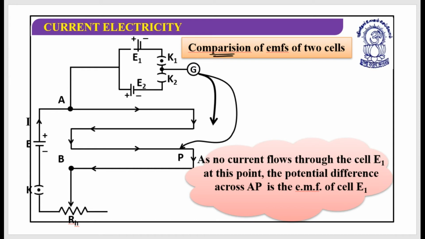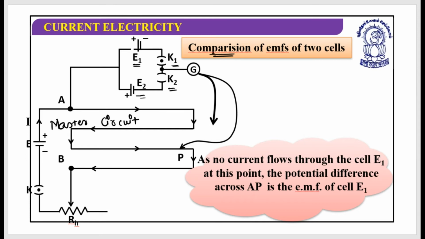So let's first compare the EMF between two cells. This circuit is the master circuit, and here two cells have been connected. One is E1, another is E2, and we have provided two keys K1 and K2, so that each cell can be individually connected, or each cell can be removed.